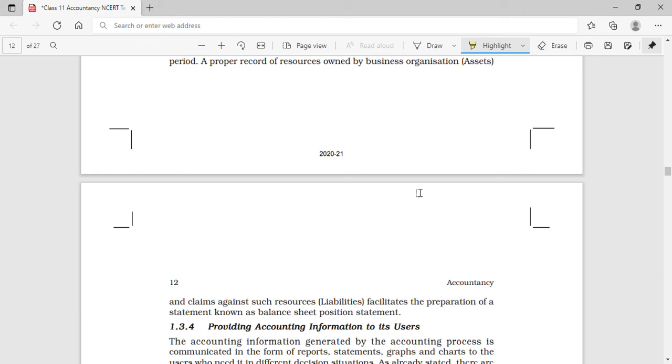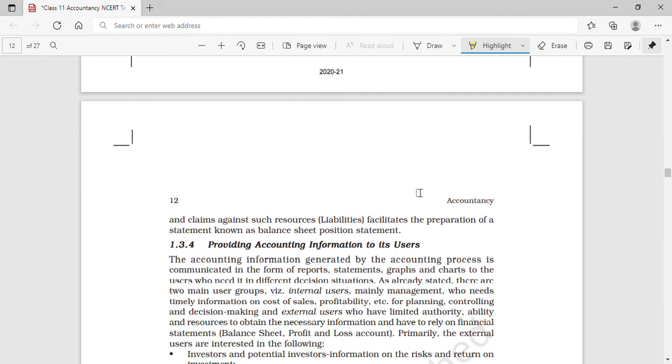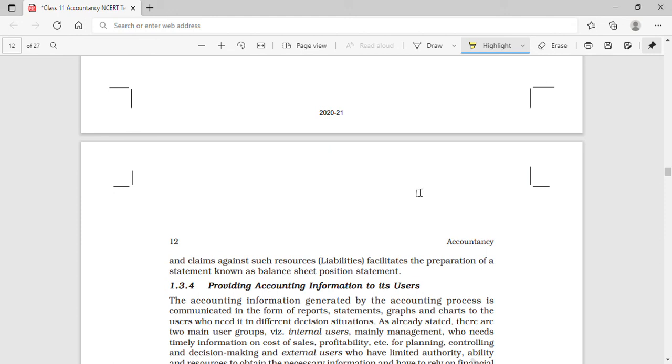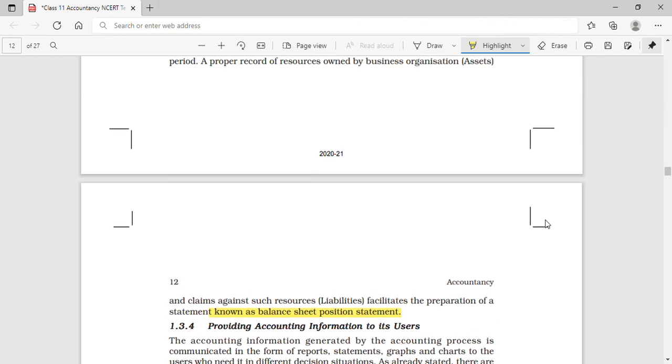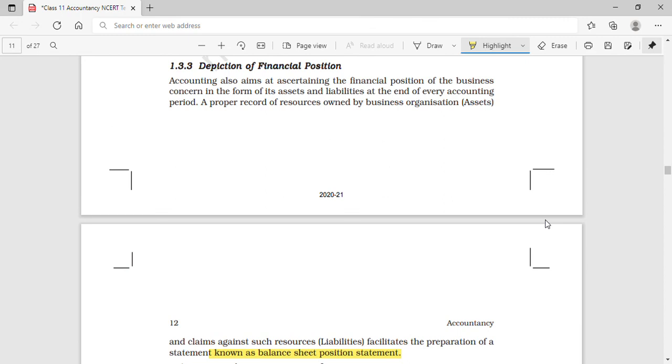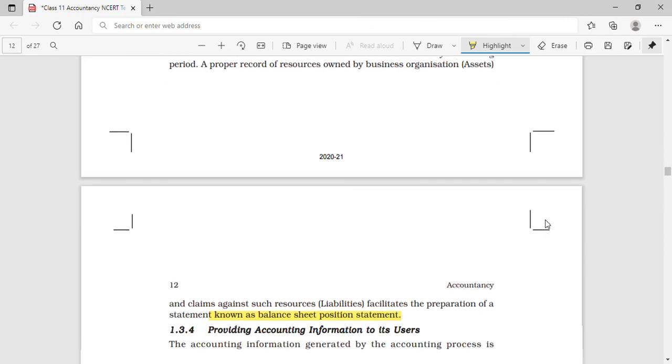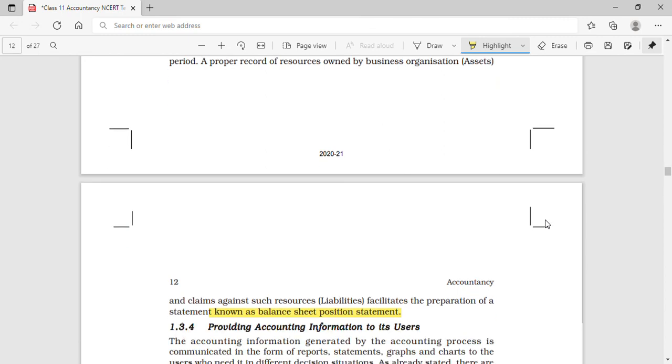For example, if you have taken a loan from the bank, correct? You have to pay. Then if suppliers have given you credit, you have to pay the suppliers back. Those are your liabilities. So the financial position is what? It's your balance sheet. As I have mentioned here, it is known as your balance sheet or position statement. They might just ask you in the exam, what is the company's financial position, or calculate the financial position of the company. What is the financial position? It basically means your balance sheet.